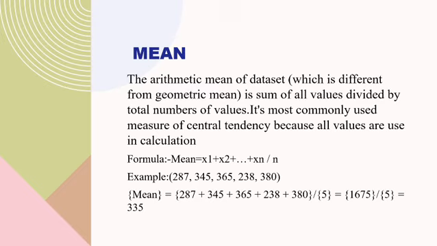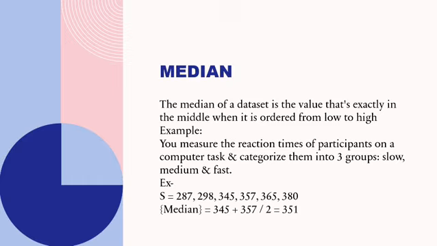Why use the mean? The mean can only be used on interval and ratio levels of measurement because it requires equal spacing between adjacent values or scores in the scale. So next one is the median. The median is the middle score for a set of data that has been arranged in order of magnitude. The median is less affected by outliers and skewed data.